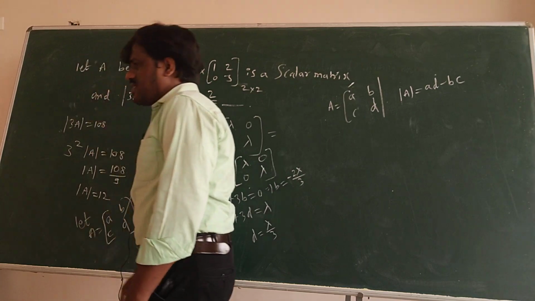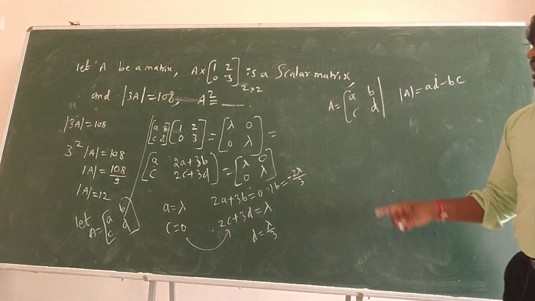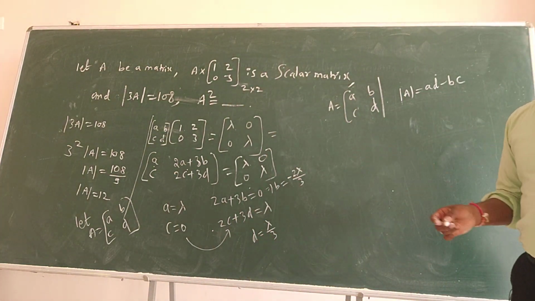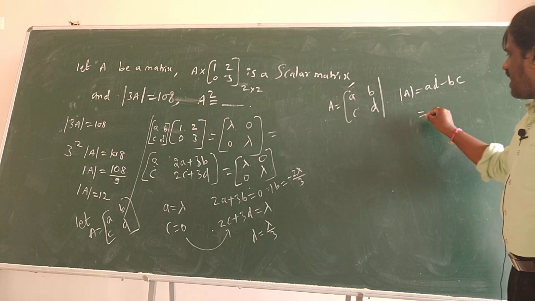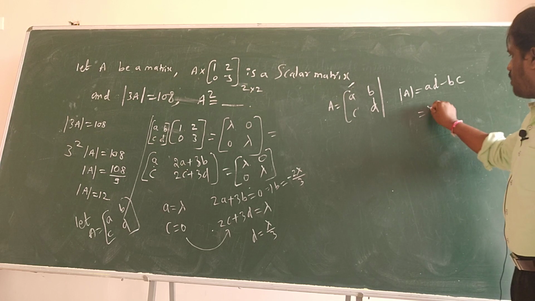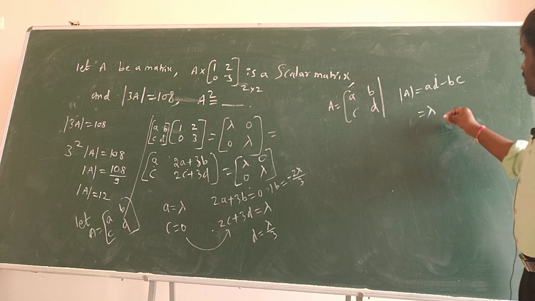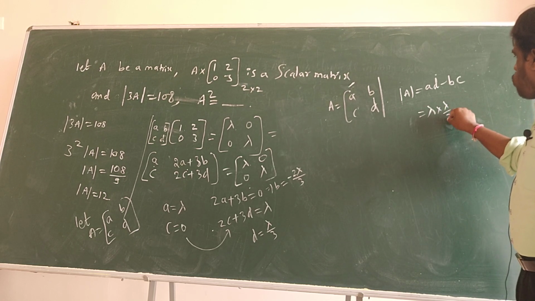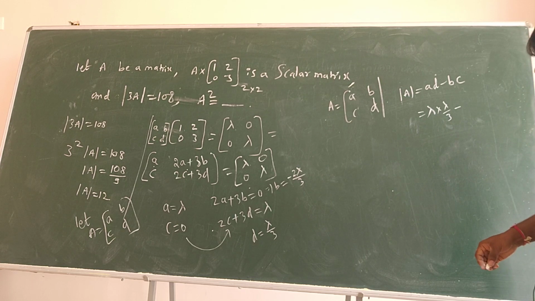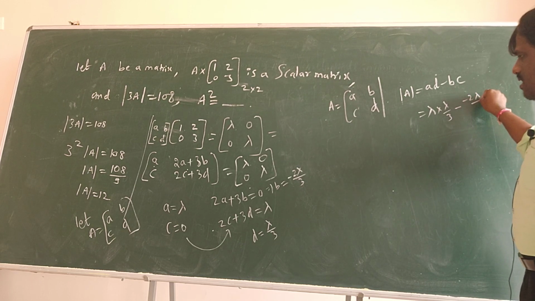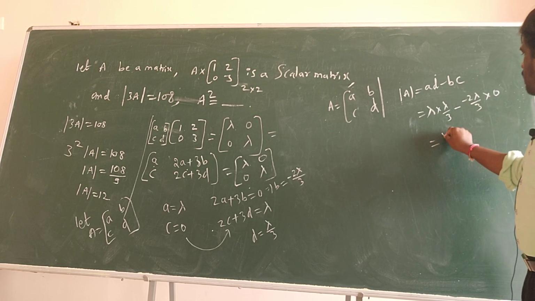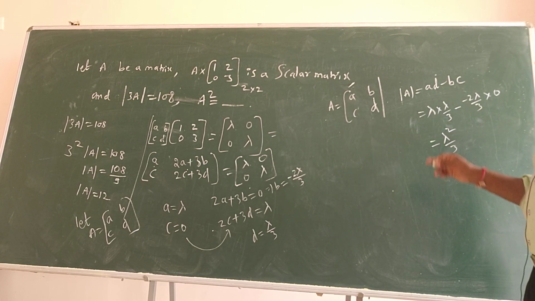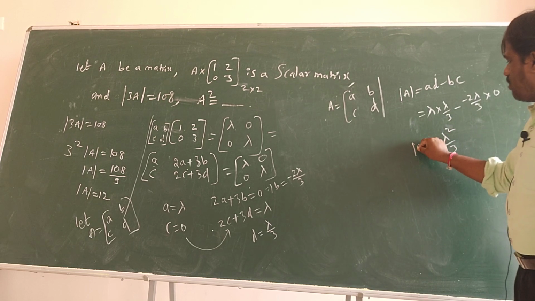I am explaining twice, thrice. So A matrix is ABCD, correct? So determinant of A is AD minus BC. A is what? Lambda. D is what? Lambda by 3. Minus. B is what? Minus 2 lambda by 3. C is what? 0. So what I am getting? Lambda square by 3. This is mod A I got.